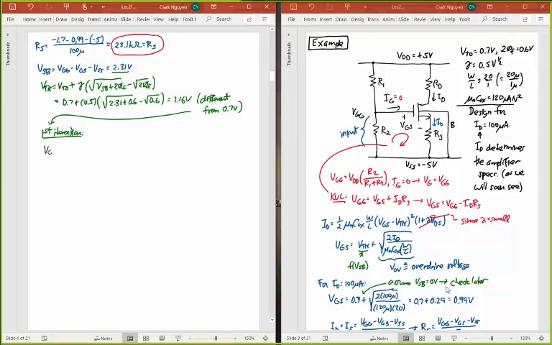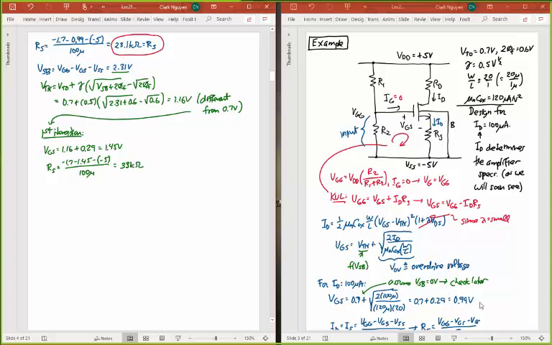Now VGS is going to be that 1.16 volts that I just calculated, plus still that 0.29 volts that I had, or 1.45 volts. And with that new VGS, what that tells me is that my new RS is going to be minus 1.7 volts minus this new VGS, 1.45 volts, minus 5 again, divided by the current that I want, which is 100 microamperes. This ends up being 33 kiloohms.